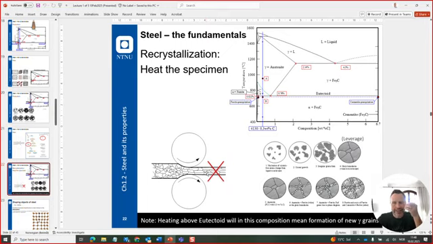recrystallization by heating it up is a quicker process when there's a lot of energy inside it. If there's a little bit of energy inside it, you would need more time to recrystallize.